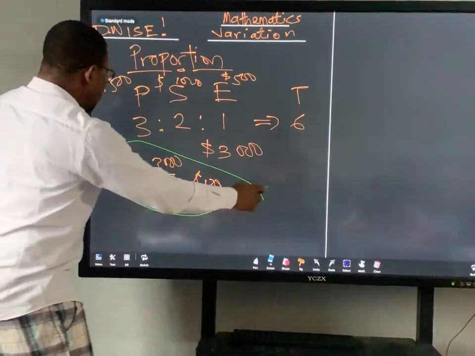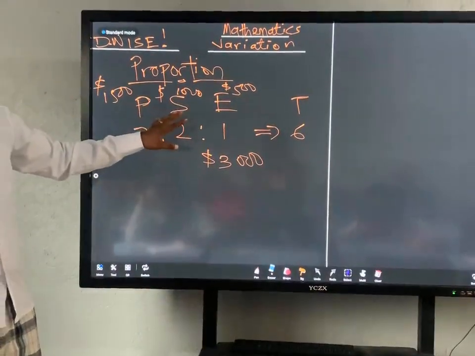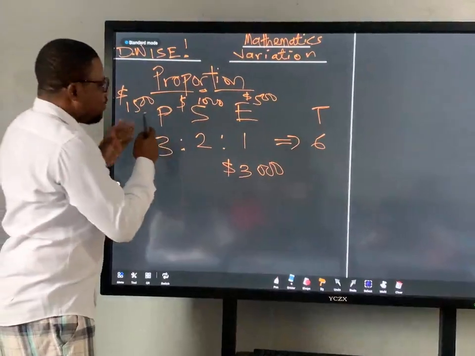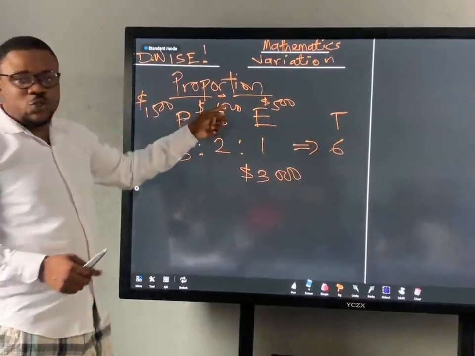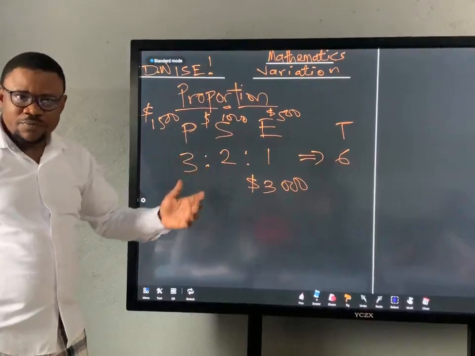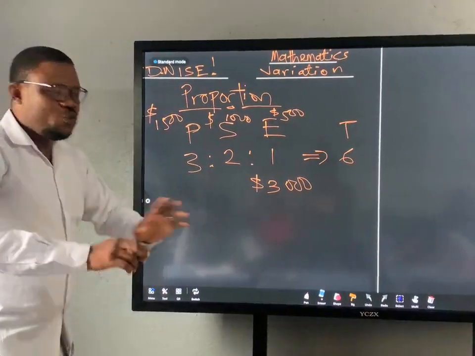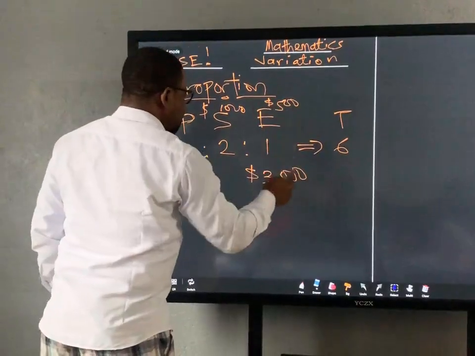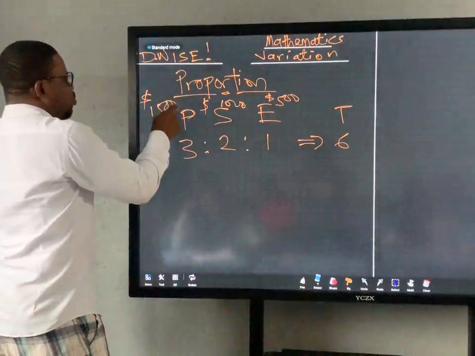So in the case of proportion, you're sharing for more than 2. Let's check: 1,500 plus 1,000 is 2,500, and 2,500 plus 500 is 3,000. Are you with me? Now let us say that we don't even know what everyone got. We don't know that the total value is 3,000.